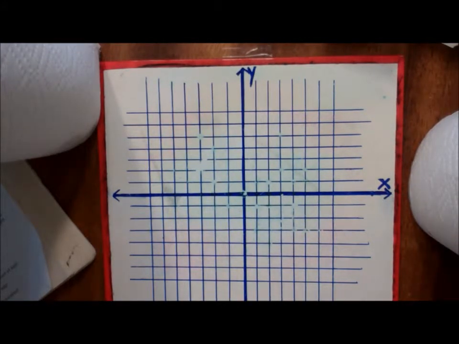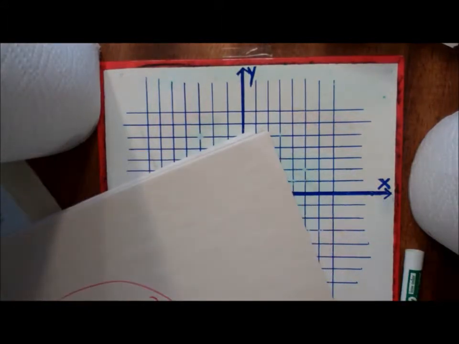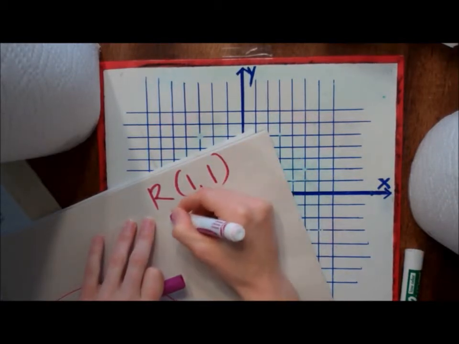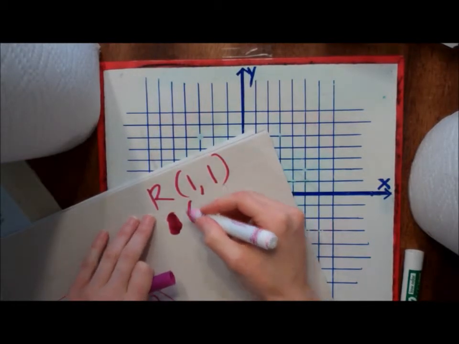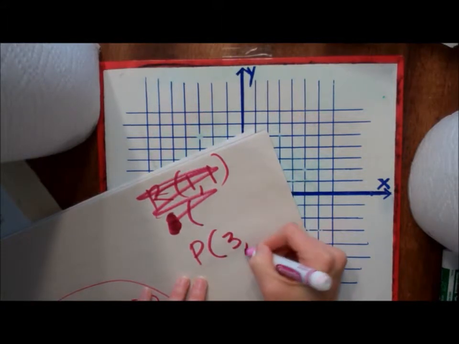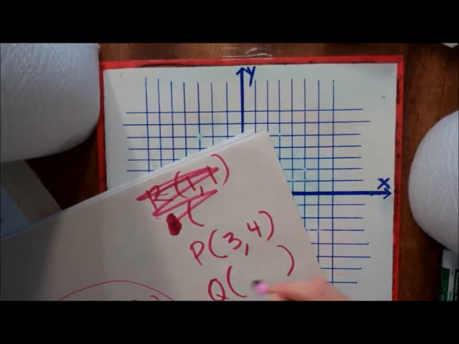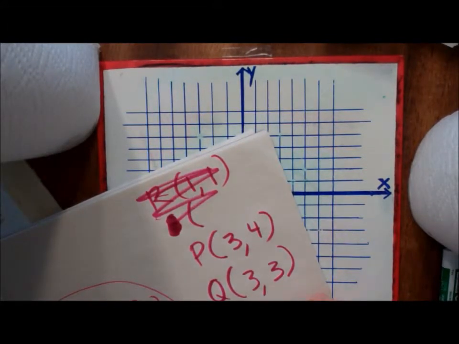Okay, so let me go in and set up this next one. I'm going to go in and write down a new one on this sheet of paper. Oh, we're doing P, Q, and R. Sorry about that. I'll start over. P is going to be 3, 4. Q is going to be 3, 1, and R is going to be 1, 1.